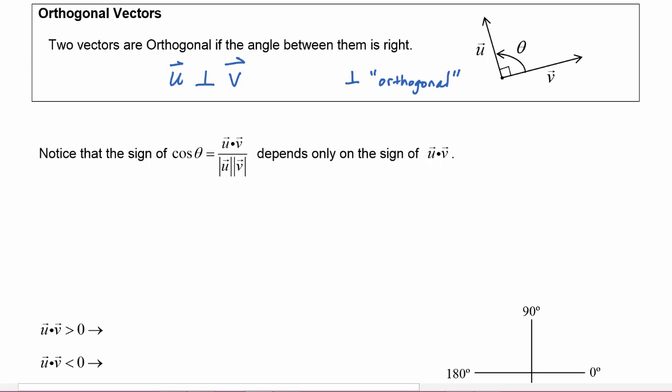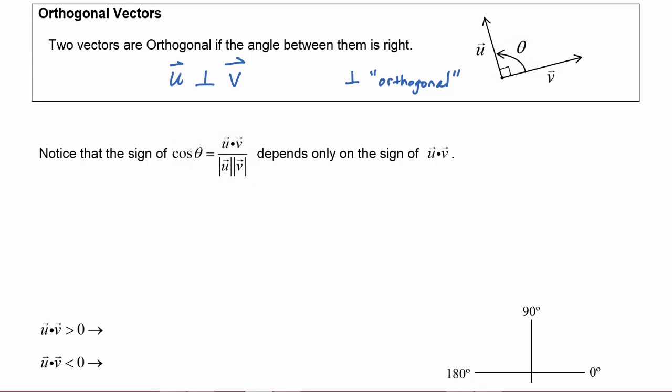Perpendicular refers to lines in a plane, whereas vectors can be in three-dimensional space, and we use the word orthogonal. Now remember, we just learned an equation that will find the cosine of theta, and cosine of theta is equal to vector u dotted with vector v divided by the magnitude of vector u times the magnitude of vector v.